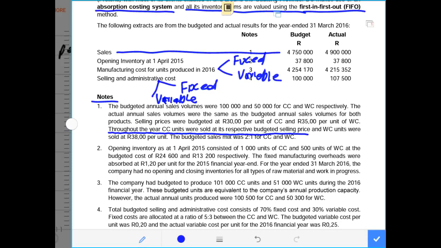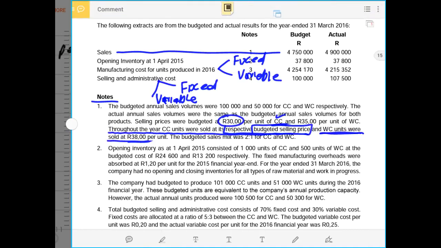So now remember, product CC was budgeted to be sold at 30 Rand. And they say throughout the year, this product was sold as it was budgeted. So if it was sold as it was budgeted, therefore it means the actual selling price of product CC was the same as budgeted. However, for product WC, which is whole wheat, they say the actual selling price was 38 Rand. So obviously this is an indication that there was a variance when it comes to product WC.